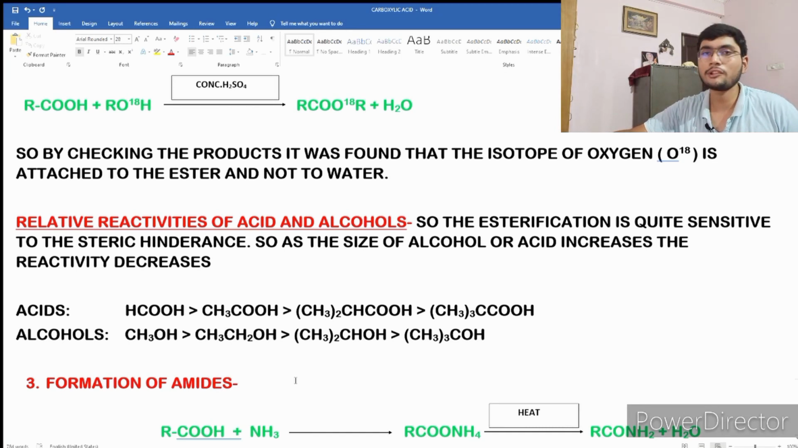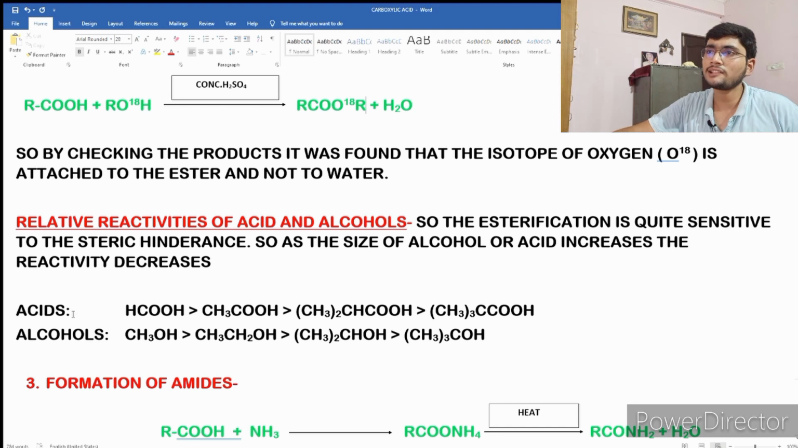So the esterification is quite sensitive to steric hindrance. That is, as the steric hindrance increases, that is, as the size of the carboxylic acid and the size of the alcohol increases, their reactivity towards esterification decreases. So that's what I've written here also. The esterification is quite sensitive to steric hindrance, so as the size of alcohol or acid increases, the reactivity decreases.